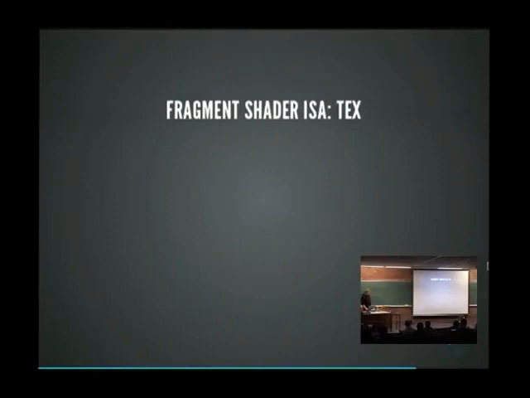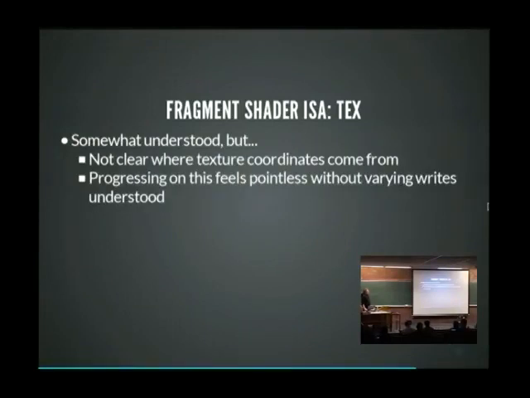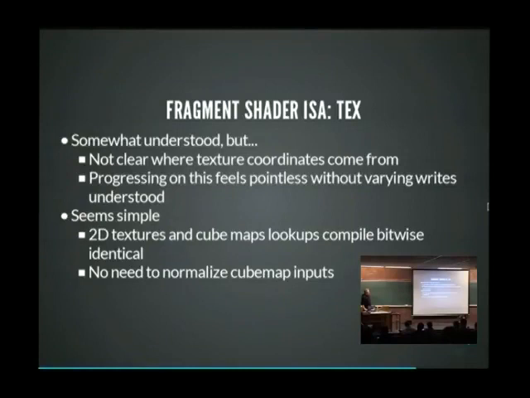Yeah, the texturing instruction is somewhat understood. It seems the encoding is really simple. It's not entirely clear how it passes the texture coordinates. That's not so much that it's a mystery, but more that I haven't really felt like working too much on that without getting the varyings working, because looking up the same texture coordinate for an entire triangle is extremely uninteresting. It's boring. But it seems simple.